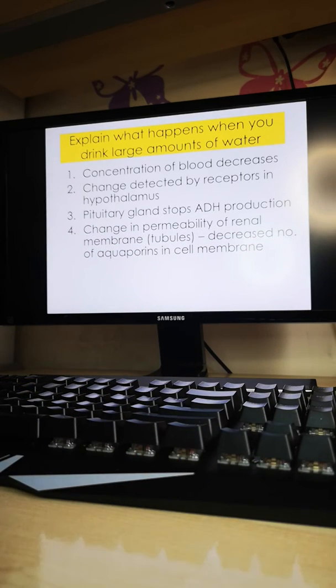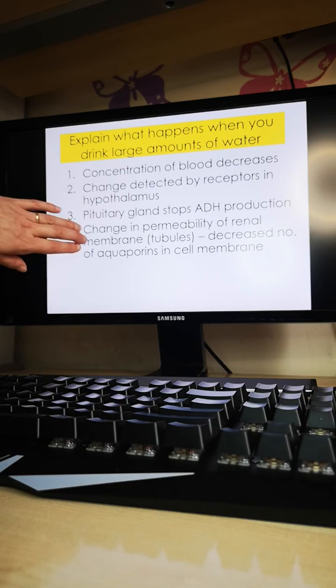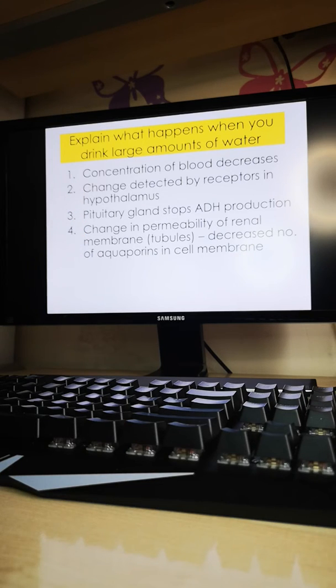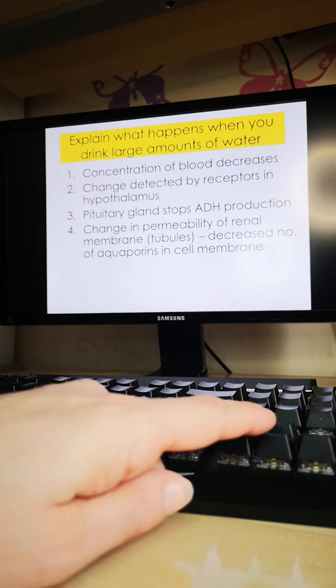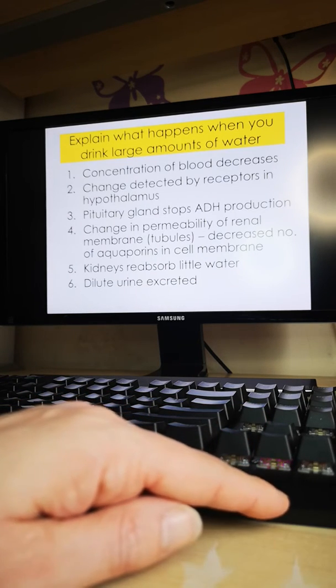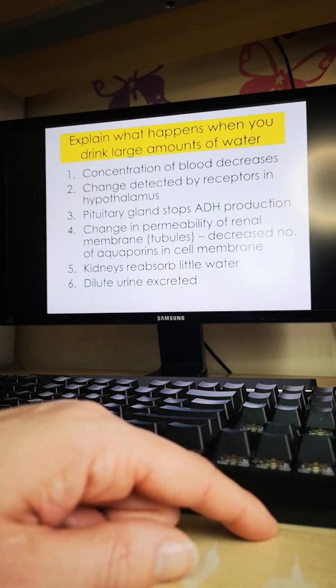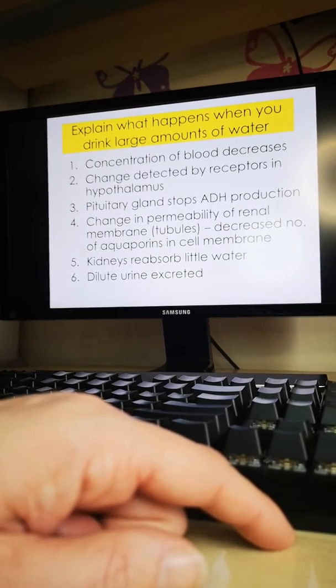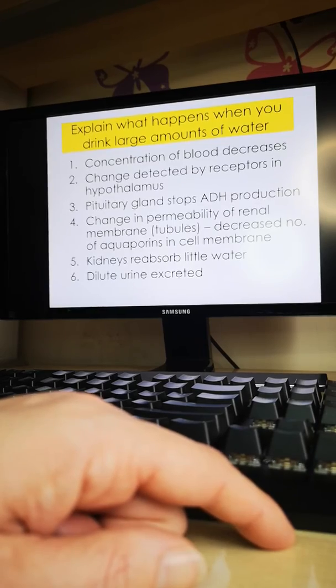You get a change in permeability of the tubule membranes, so you get a decrease in the number of aquaporins in the cell membrane. This would happen to both the collecting duct and the distal convoluted tubule. And the kidneys would reabsorb less water. Most water then would be left in the filtrate, resulting in a dilute urine of very high volume.